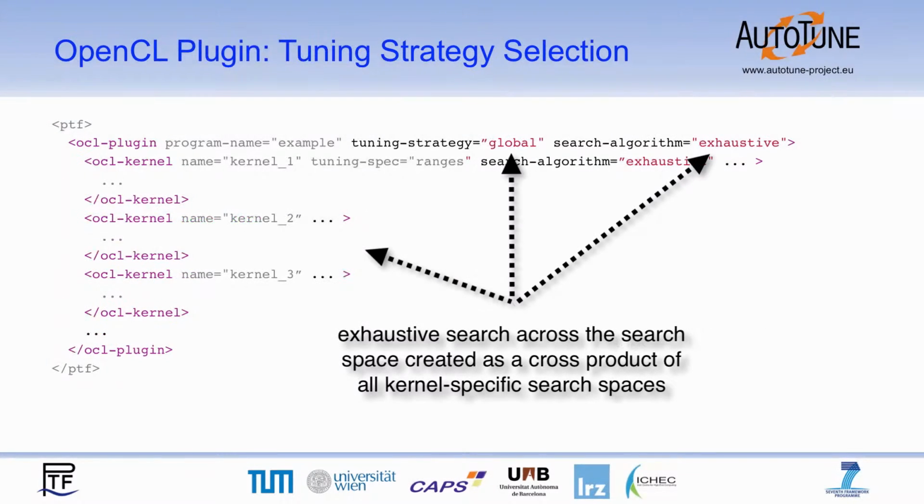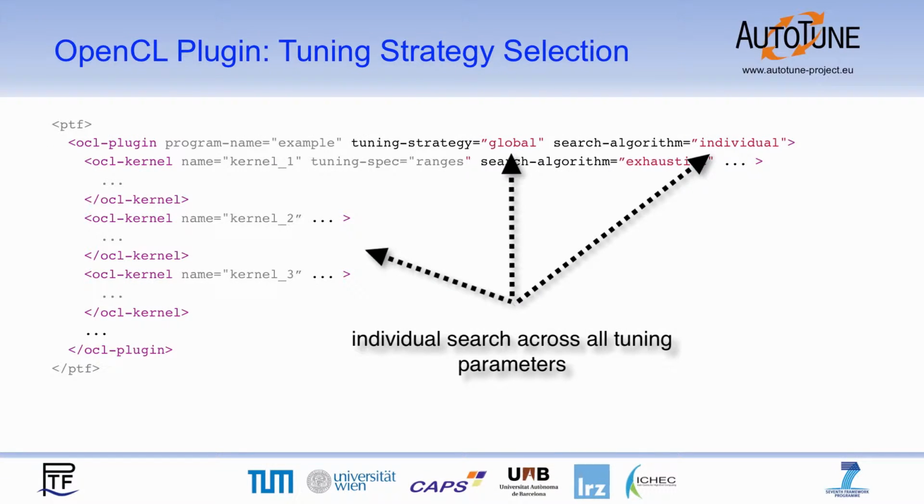When the global search strategy is used, then exhaustive search will search across the space created as a cross-product of all kernel-specific search spaces. Alternatively, the user may use individual search across all tuning parameters.